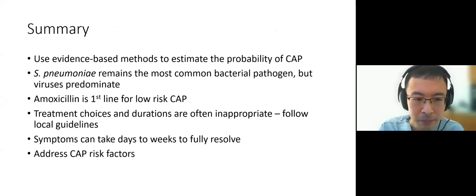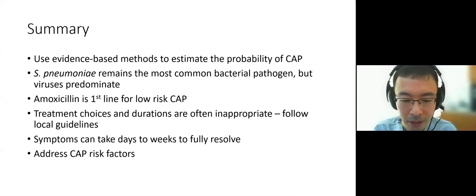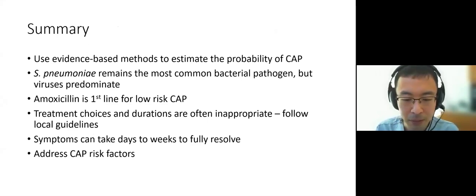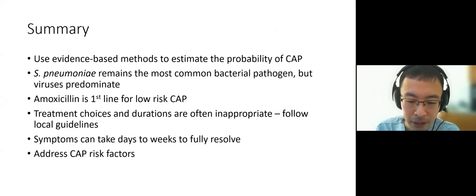All right, so in summary, these are some take-home points for you. I think we can all do a better job at estimating the probability of pneumonia now that we know what physical exam findings are useful and we understand the limitations of the chest x-ray. Remember that viruses are now becoming the most common CAP pathogens, but strep pneumo remains the number one bacterial cause of pneumonia, especially in places like Europe, where they don't have widespread pneumococcal vaccination and have high smoking rates.